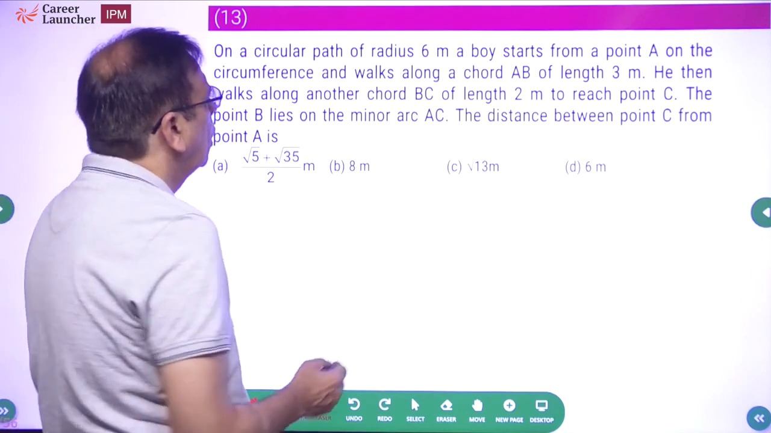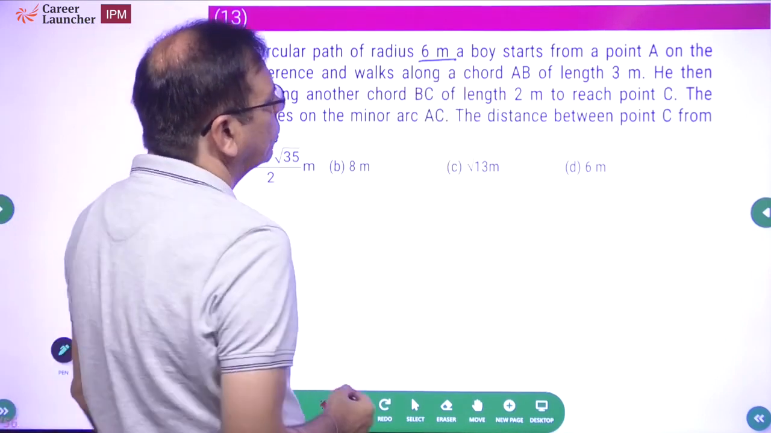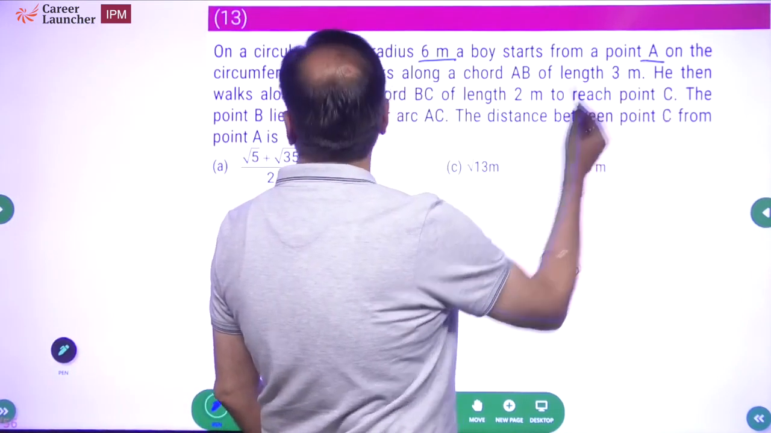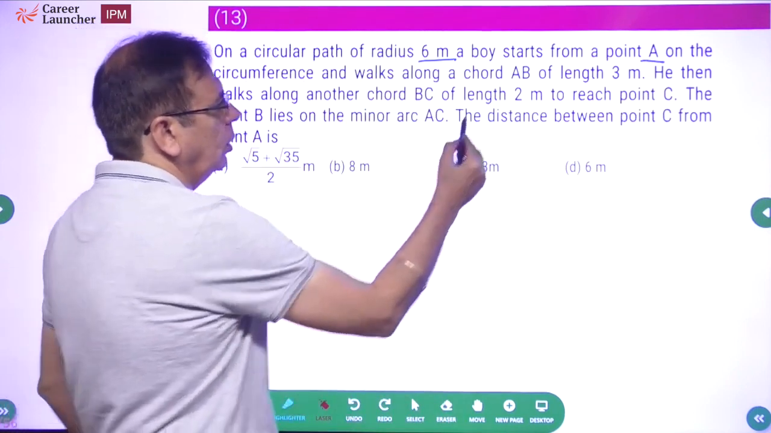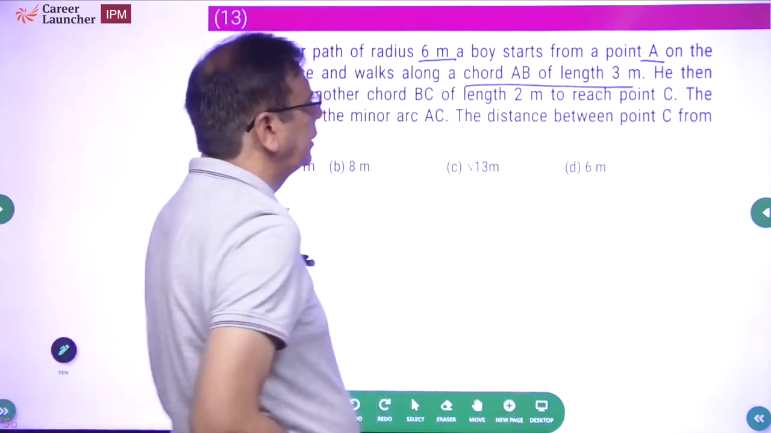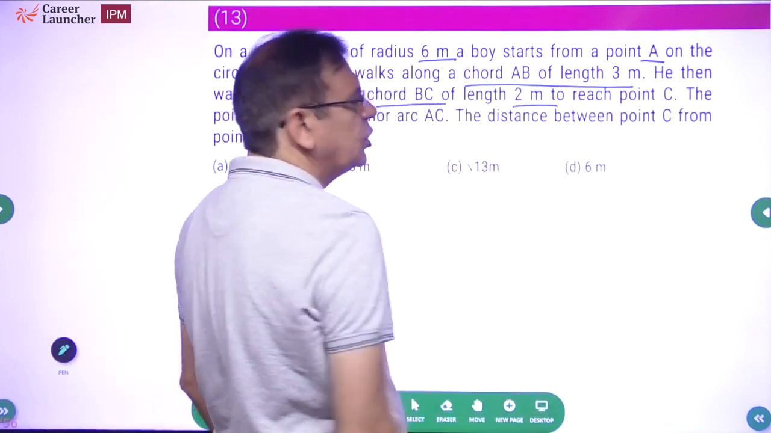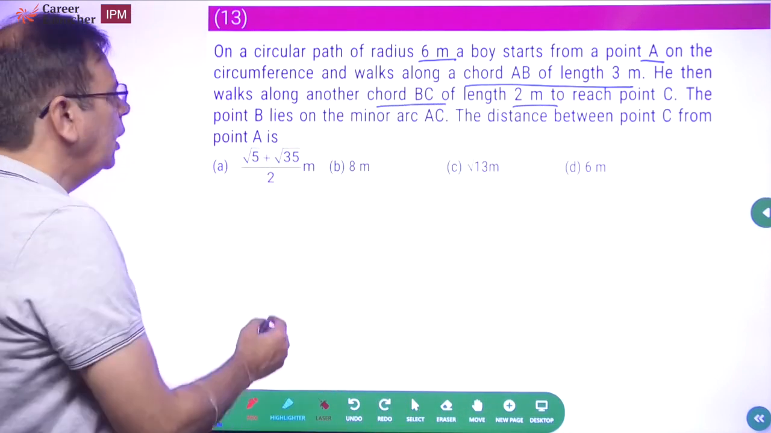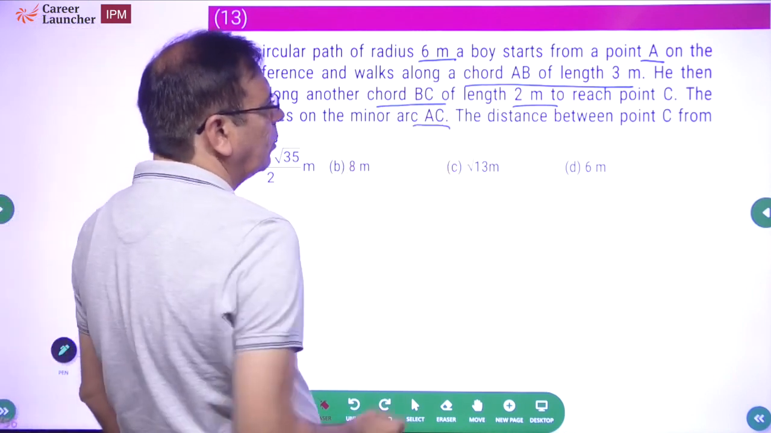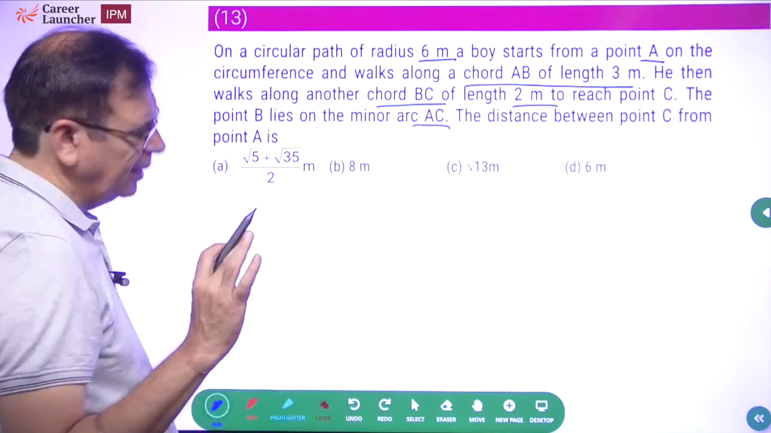Question 13. On a circular path of radius 6 meters, a boy starts from point A on the circumference and walks along chord AB of length 3 meters. He then walks along another chord BC of length 2 meters to reach point C. Point B lies on the minor arc AC. What is the difference between point C and A?